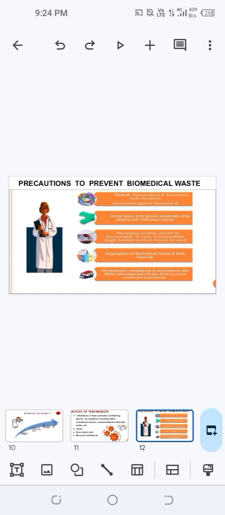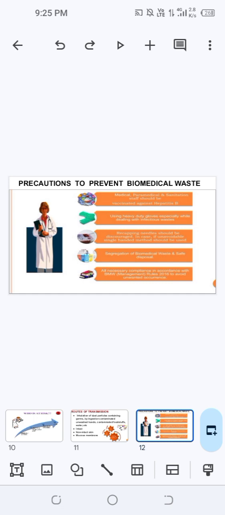So what are the precautions you can follow to prevent biomedical waste? The medical staff can get vaccinated. Already you all have got your vaccination during your first aid, like hepatitis B. Then tetanus also you can get. After that, during any procedure you can use gloves.